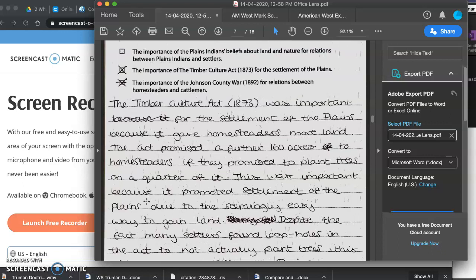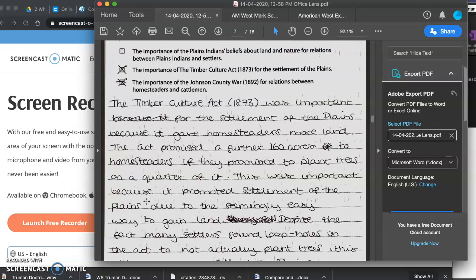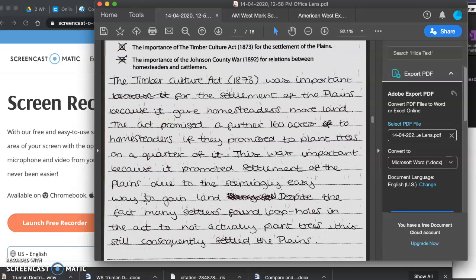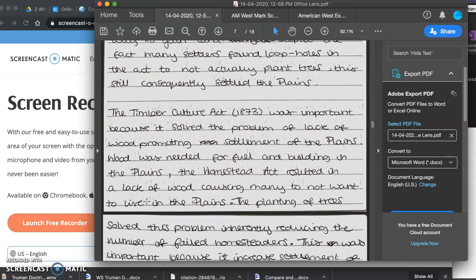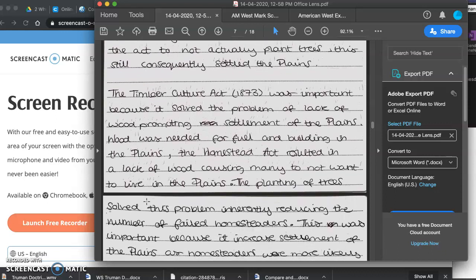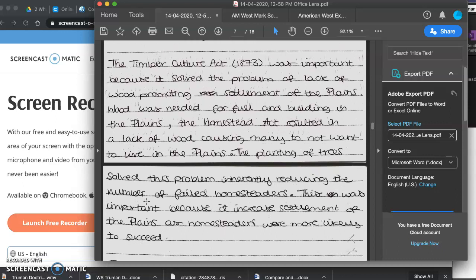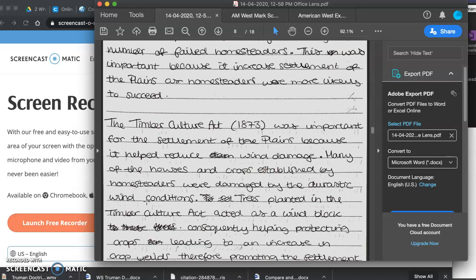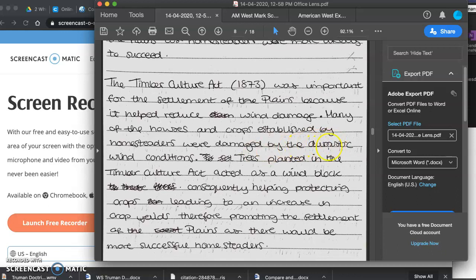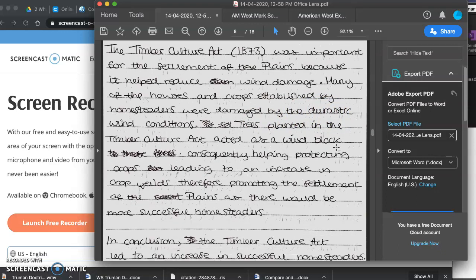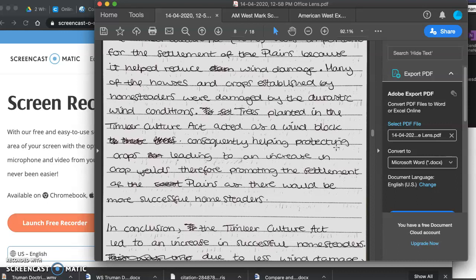The Timber Culture Act was important because it gave homesteaders more land. The Act promised further. It was important because it solved the problem of the lack of wood, promoting the settlement on the plains. Yep. Trees could help reduce the damage made to houses and crops established by homesteaders, damaged by the drastic wind conditions. Trees planted act as a wind block, consequently protecting crops, leading to an increase in crop yields. Yeah, absolutely.